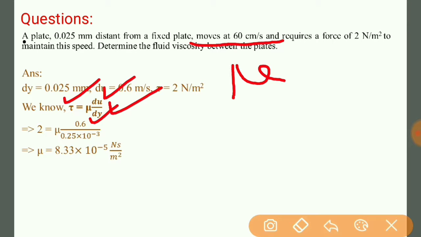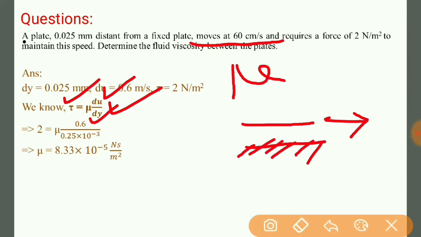So first, this is a fixed plate. On this plate another plate is there, it is moving with a velocity of 60 centimeter per second. Now a force of 2 Newton per meter square. From the unit you can understand it is actually the shear stress, and shear stress is 2 Newton per meter square. And this plate is fixed and the upper plate is moving with 60 centimeter per second.